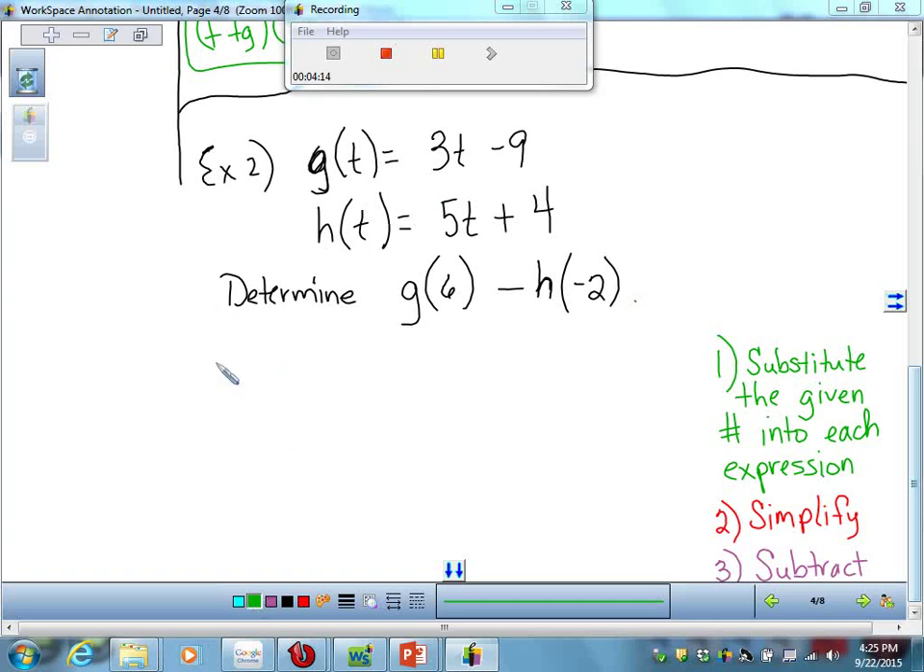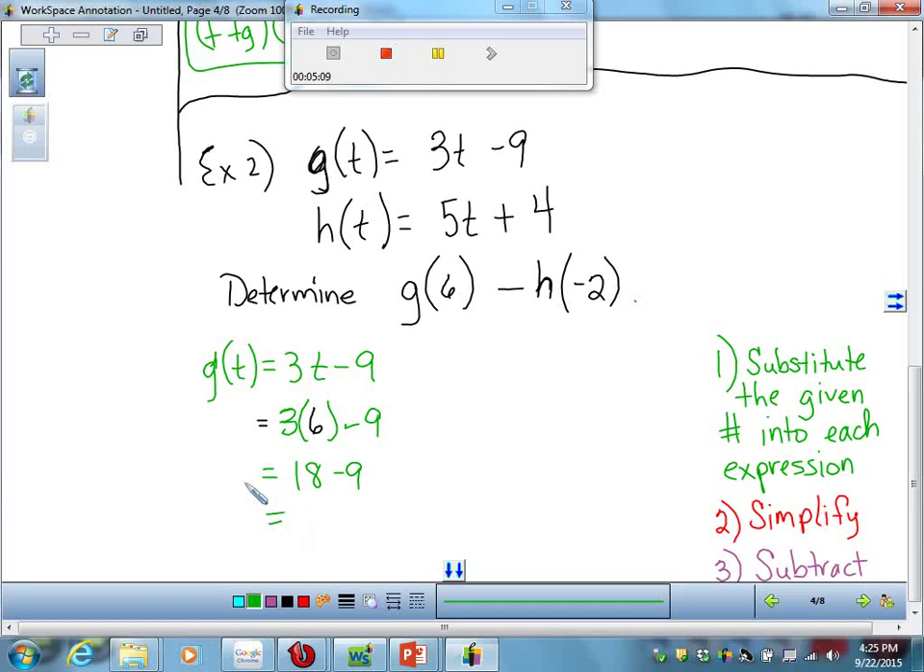So I've got my g of t equation equals 3t minus 9. So I'm going to take out the t, replace it with a 6. So leave parentheses. Minus 9, 6 goes into the parentheses. 3 times 6 is 18. Take away 9. So I get that g of 6 is equal to 9.